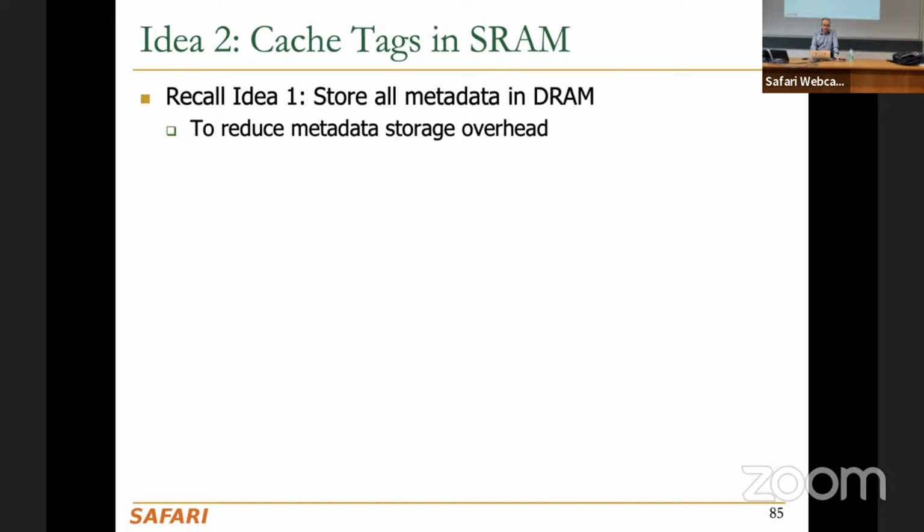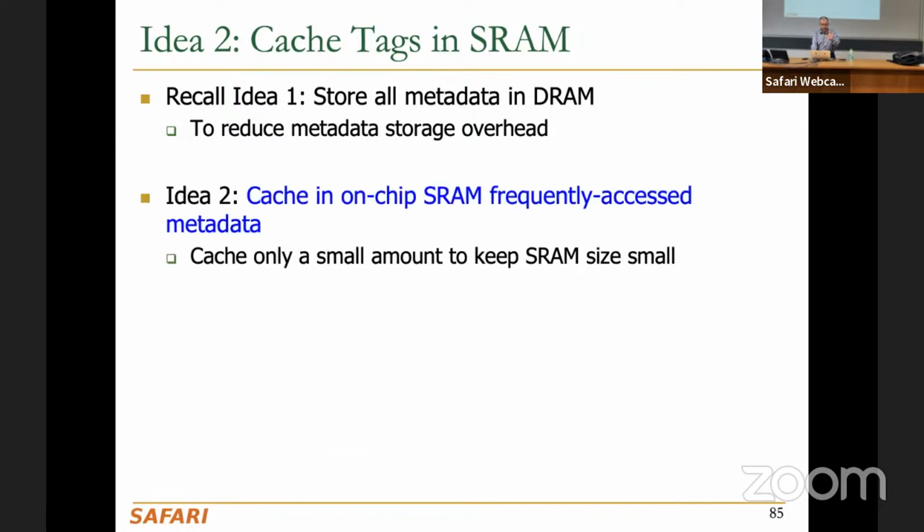The second idea is that, recalling the first idea, we can still store all metadata in DRAM, but we want to reduce the metadata storage overhead, so we can also cache a part of that metadata in an on-chip SRAM for frequently accessed metadata. For those blocks that you are accessing more frequently, you can cache their metadata in SRAM. So that can reduce the cost of accessing metadata. Now you have both fast metadata access and low storage overhead together.